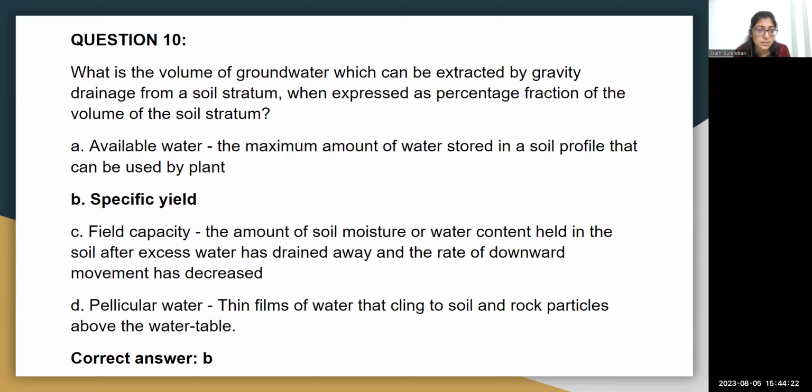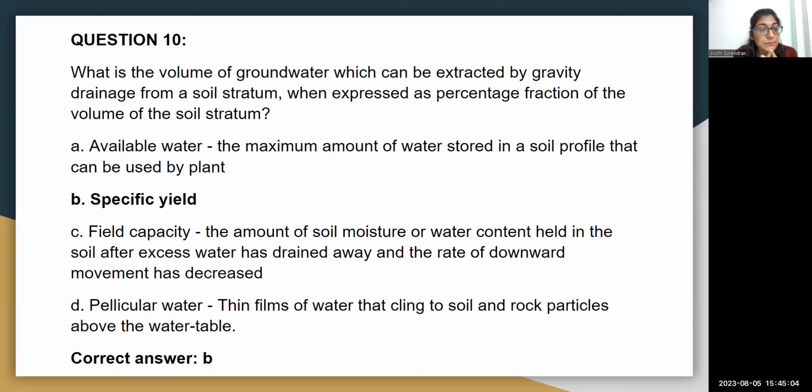Now there are a few other terms of importance here. The first one is available water. Available water is the amount of water that is stored in the soil. Some water will flow out as a result of gravity, and some water will be retained. Whatever water is retained, if it is readily available to plants, is called available water. So water that is available to plants in a soil profile is what is called plant available water.